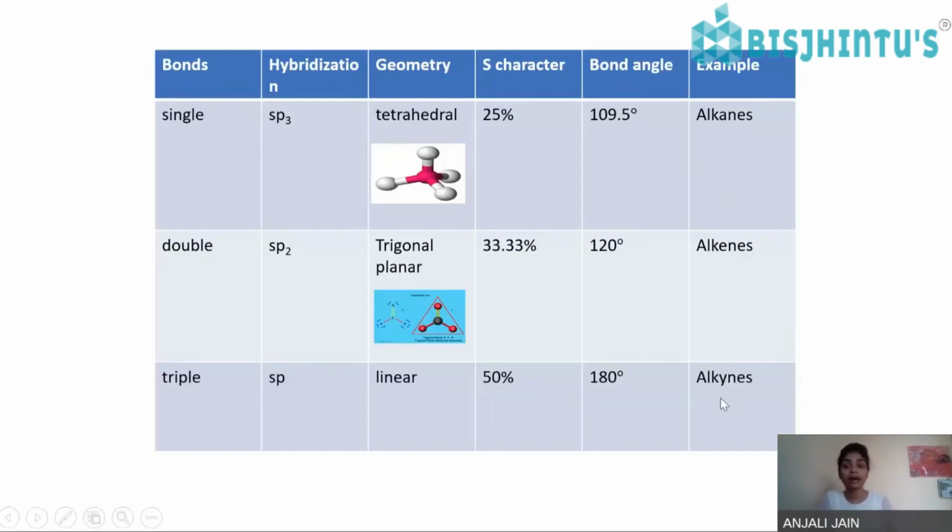Now we'll see how carbon forms different bonds like alkane, alkenes, and alkyne. What exactly are they? When carbon is attached to another carbon with a single bond, that is what is called an alkane. When carbon is attached to another carbon with a double bond, that is what is called an alkene. And when carbon is attached with a triple bond, that is what is called an alkyne.